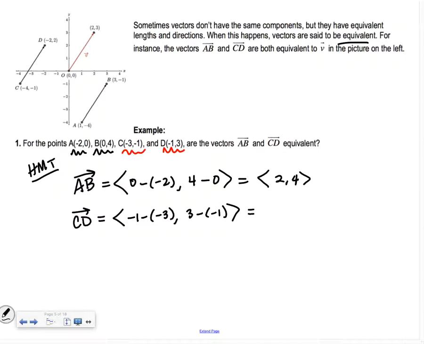So we end up getting 2, 4. Are they the same? Oh, they are the same. So they are what we call equivalent vectors. If I had sketched out the pictures, you would see that they go in the same direction and they have the same length. Does this make sense?